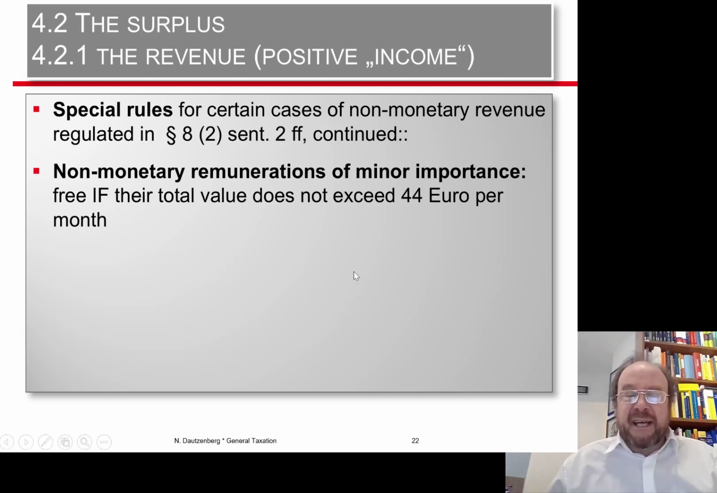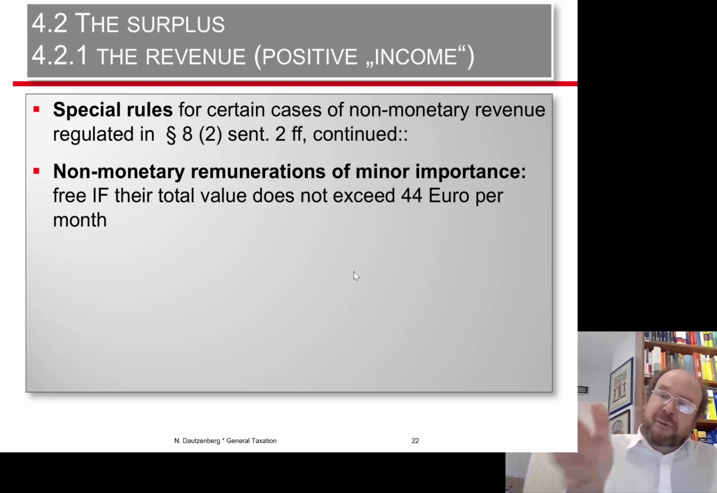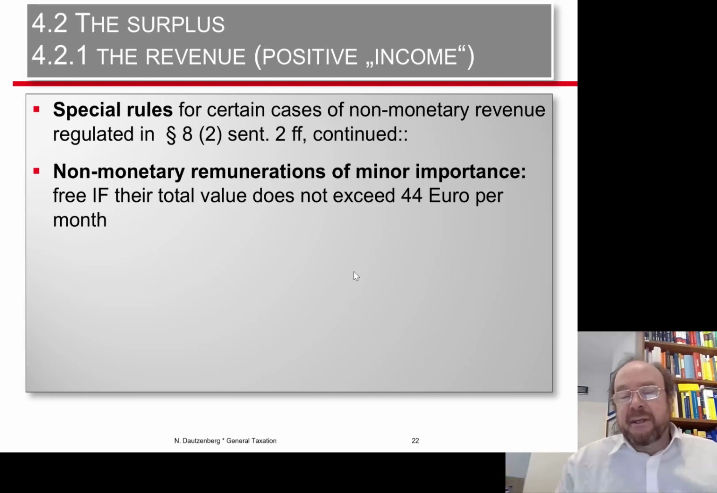The opposite would be an as-far-as condition. That means an amount is tax-free as far as it does not exceed, let's say, 44 euro. Then the next euro would be taxable, because the exemption is always granted from 0 to the limit, and the amount beyond the limit becomes taxable. In case of an if clause, it's always the full amount.